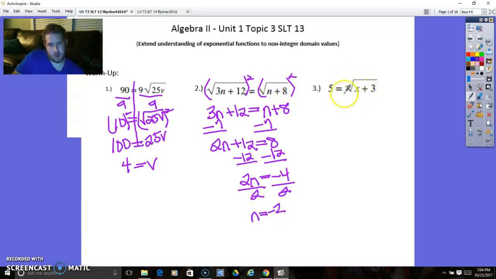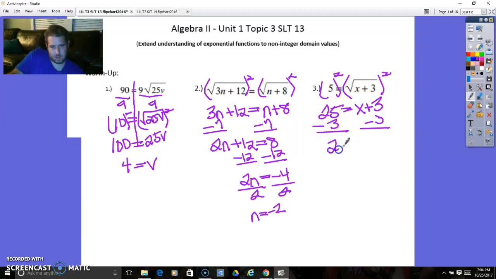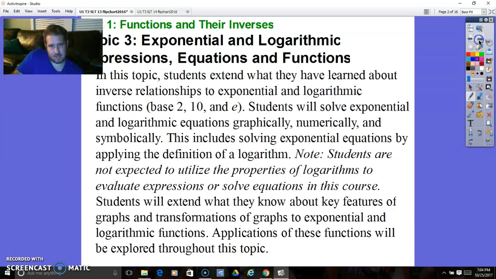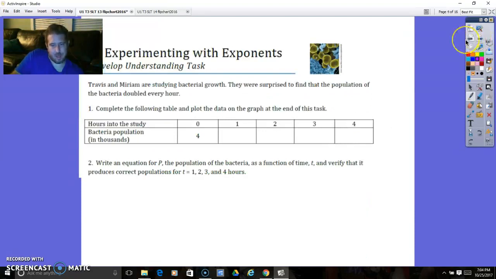Alright, so over here, I'm going to square both sides. 5 squared is 25. Square root squared is canceling itself out, so that leaves you with x plus 3. Subtract 3 from both sides, and there you go. 22 is x.